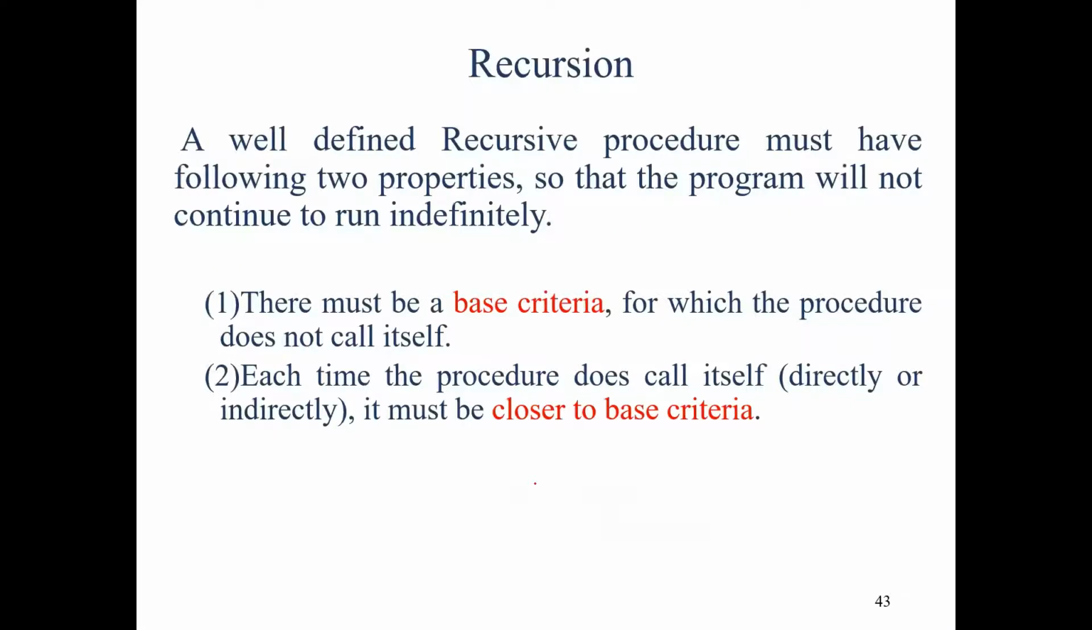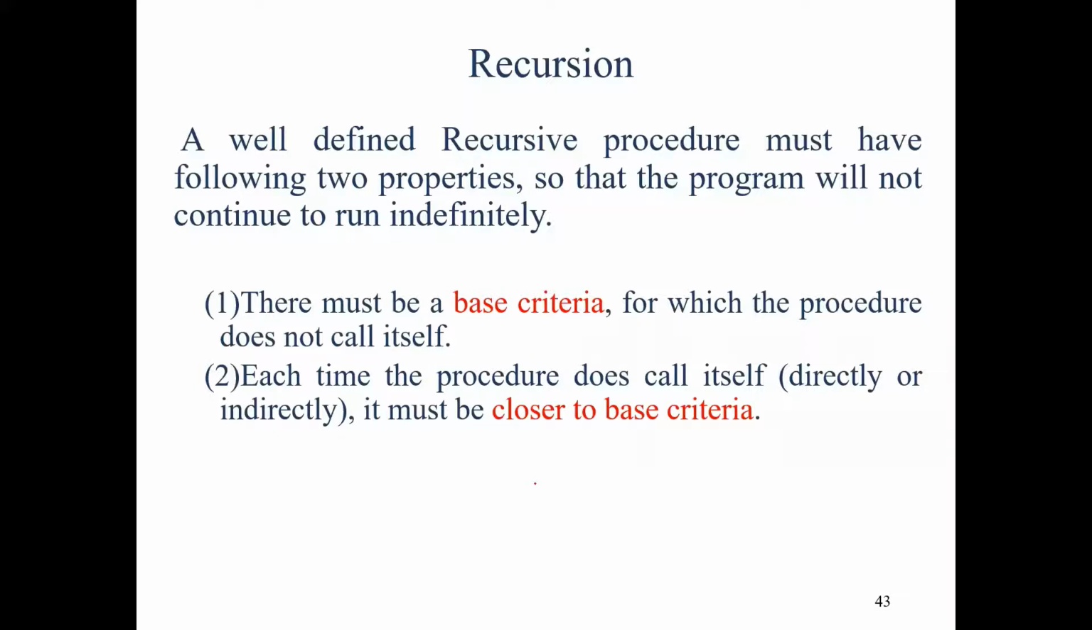So for a well-defined recursive procedure, what properties should it have? It should have two properties, as I told in the first slide. There should be one base criteria, properly given, for which the procedure does not call itself. Recursion will always be calling the function itself, right? So there should be a base criteria, or a terminating condition, which will result in the function not being called. This will be the base criteria or the terminating condition.